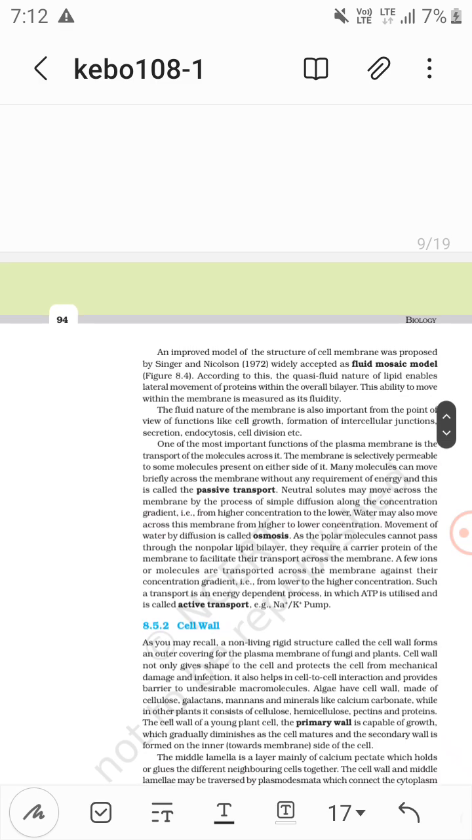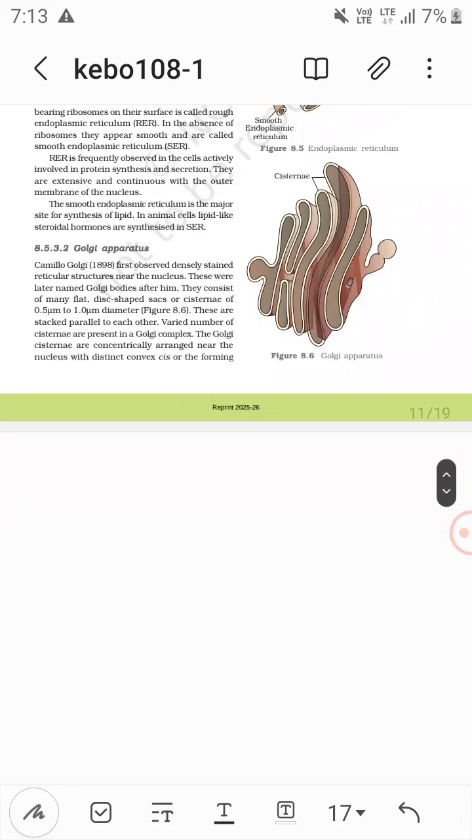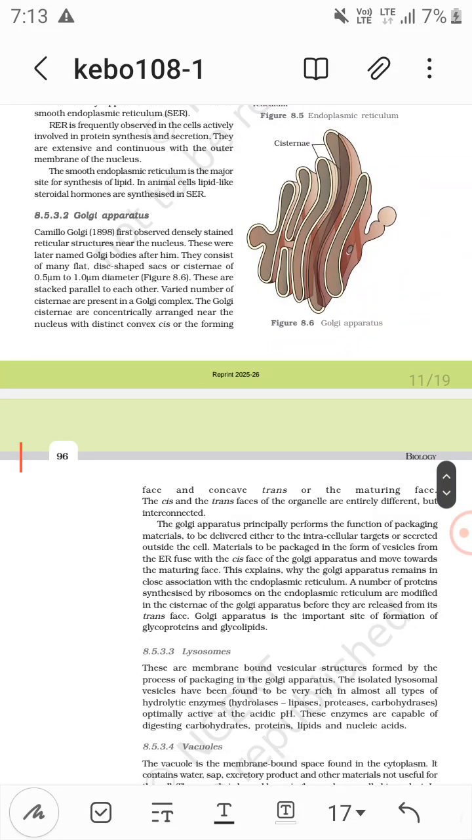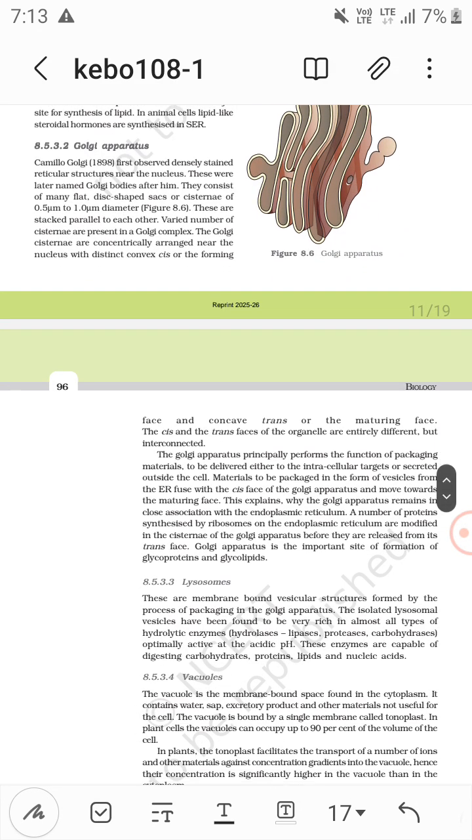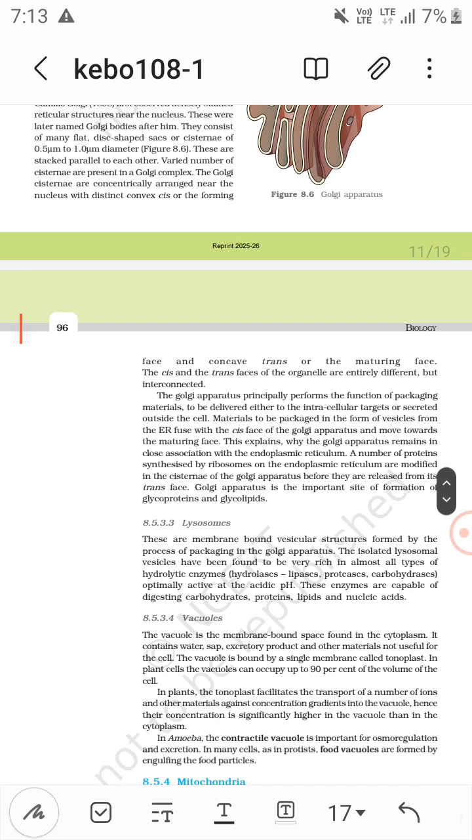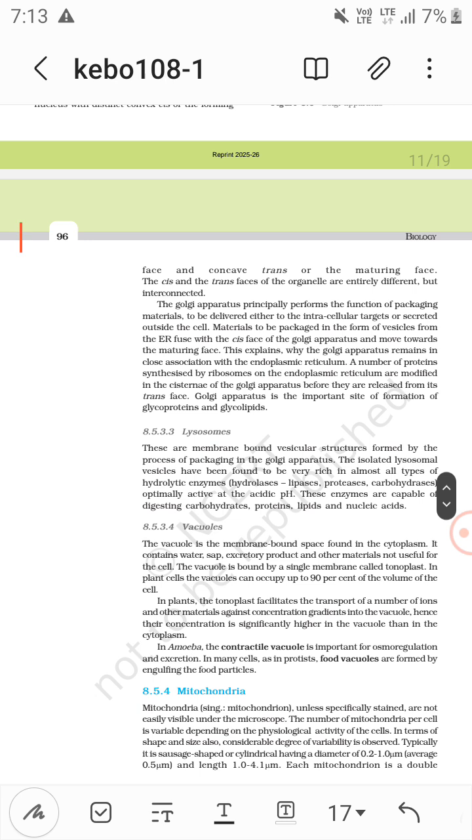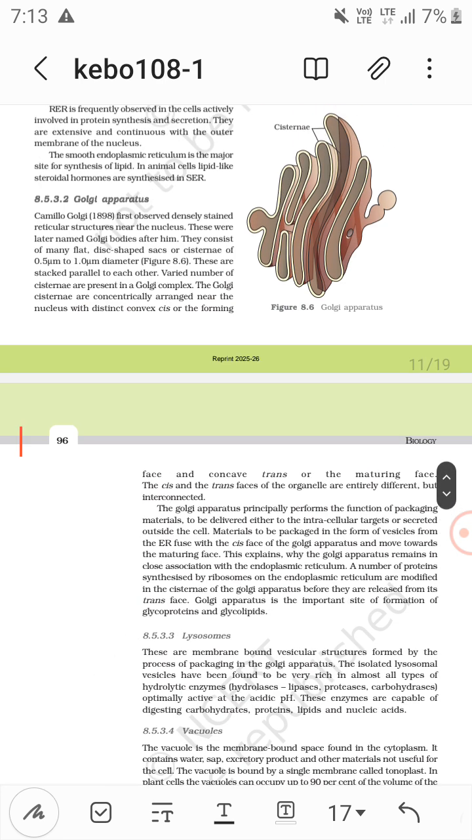Next is the Golgi apparatus. The Golgi apparatus has disc shaped sacs or cisternae. The concave face is the trans, maturing phase, and the convex face is the cis, forming phase. The Golgi apparatus does packaging of materials, which is its main function. It remains in close association with the endoplasmic reticulum, and is found near the nucleus.